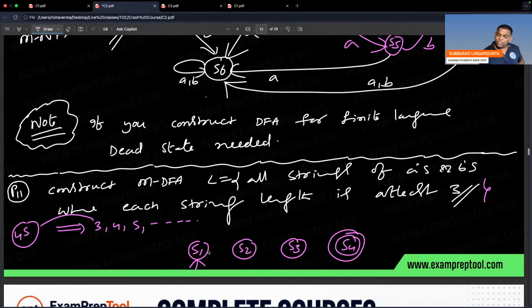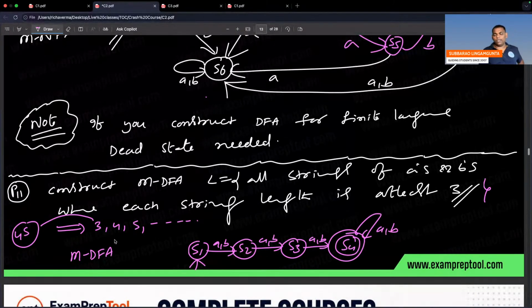Right? Next one. First symbol ARB. Second symbol ARB. Third symbol ARB. So minimum 3 over. Afterwards anything, no objection. So this is the DFA. It is a minimal DFA. If you want, you can check.